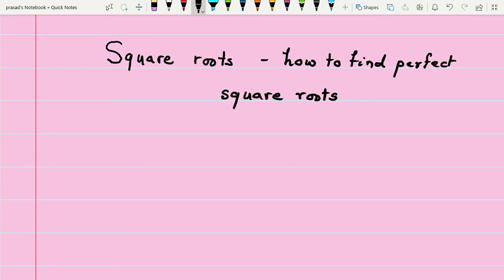Hello students, today we are going to study square roots and how to find perfect square roots. Basically, what do we mean by square roots? Take for example 3 squared. What is 3 squared? 3 into 3 is 9. So the square root is the inverse operation, the inverse function of squaring. So I will say the square root of 9 is 3.